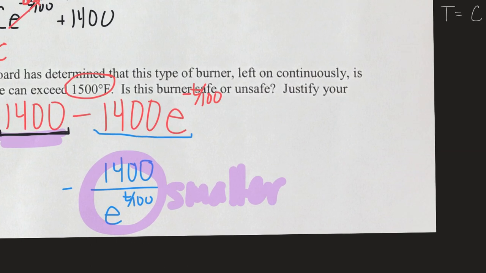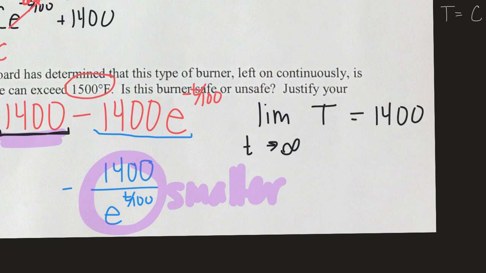So what we can do mathematically is take the limit as t goes to infinity, not capital T, but little t. Little t stands for time. So as little t goes to infinity, our big function equals 1400. That's the limit. That's the number that our graph is approaching. So 1400 is, of course, less than 1500. So yes, this is safe, for all of those reasons.